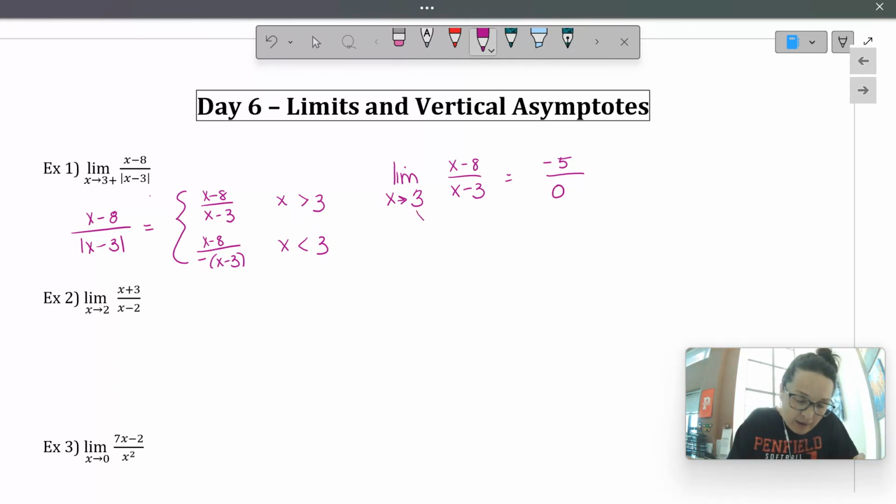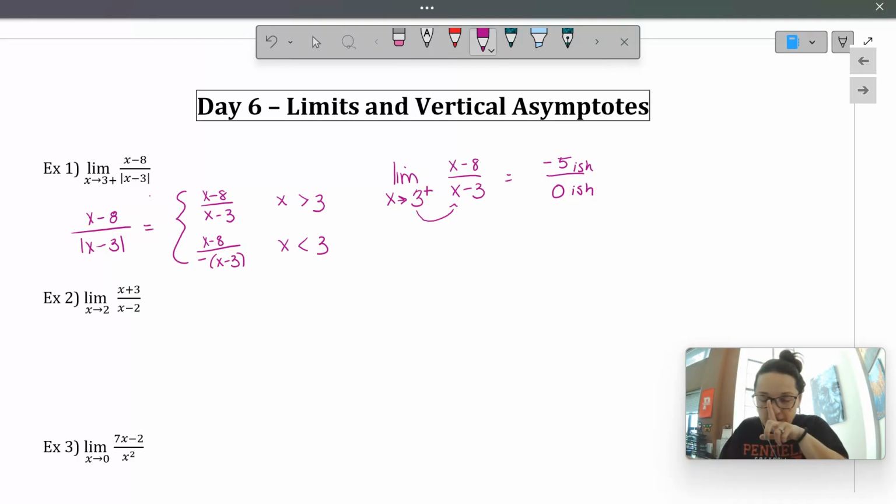So as x approaches 3, and I want x to approach 3 from the right, 3 minus 8 is negative 5-ish, because x doesn't actually equal 3, it's close to it. In fact, it's just a little bit bigger than 3. And as x approaches 3 from the right, x minus 3, 3 minus 3 is 0-ish, because I'm not exactly at 3, I'm a little bit bigger than 3.